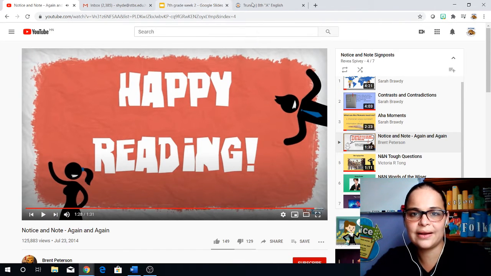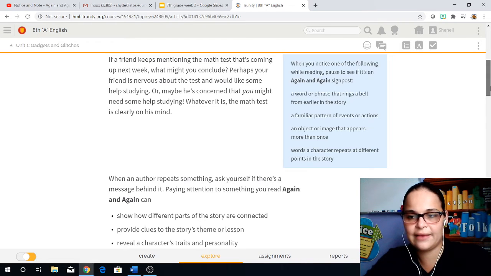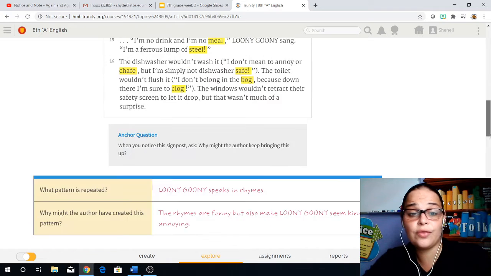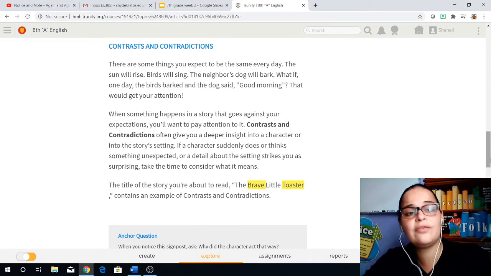So I hope that clarified everything for you guys. That's what we know as an again and again signpost. Now remember I told you there were 3, so we just saw one. We're going to move on to the next one: contrast and contradictions.